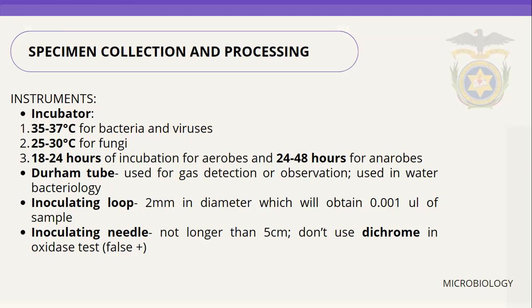Also here we have our other instruments. We have the Durham tube, used for gas detection in water bacteriology. Next, we have our inoculating loop, which is 2 millimeters in diameter and will obtain 0.01 µL of our sample. And our inoculating needle should not be longer than 5 cm. Also remember that we don't use dichrome in oxidase tests because this will lead to a false positive result.